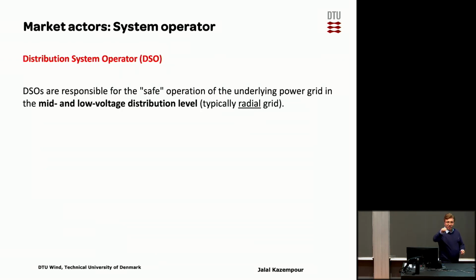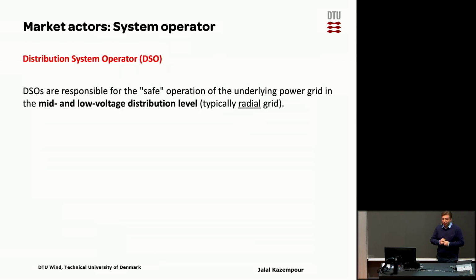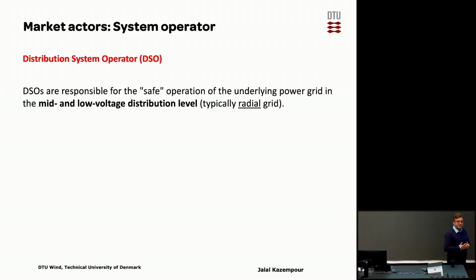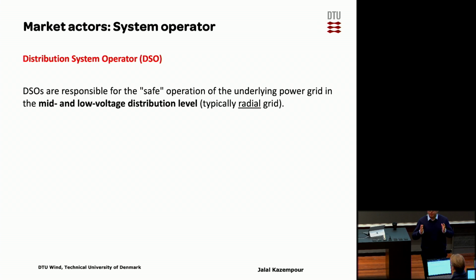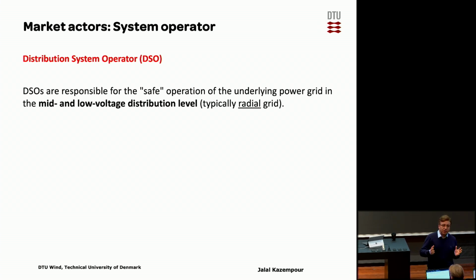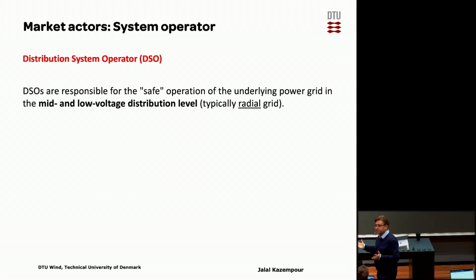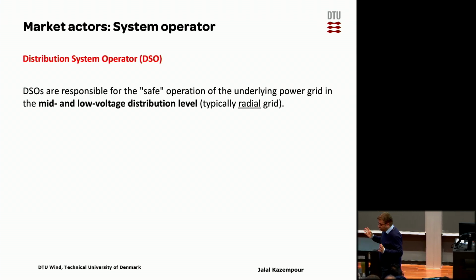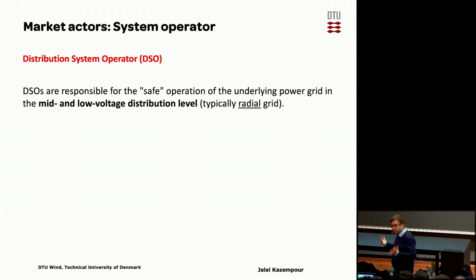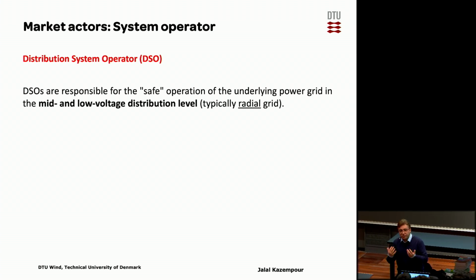Good. And then you mentioned the distribution system operator, DSO. What's the difference between TSO and DSO? TSO is responsible for the safe, reliable operation at what level? High voltage transmission level, where the topology of the grid is meshed. While DSO is responsible for mid or low voltage distribution level, where usually the topology of the grid is radial, not meshed.